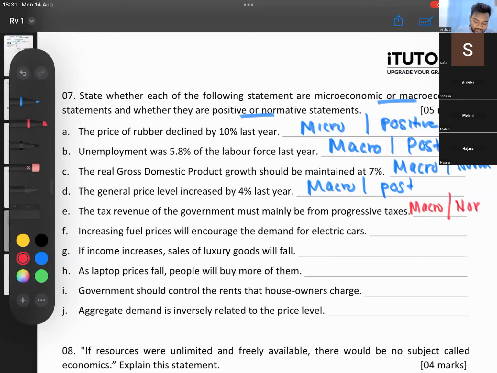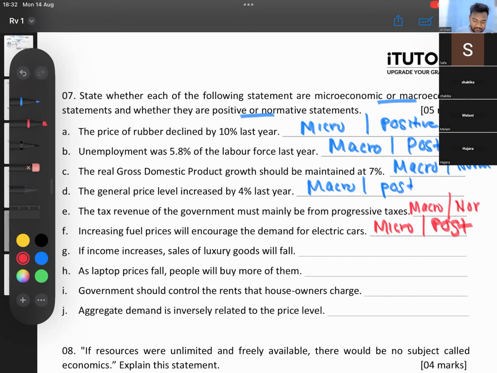Then, increasing fuel prices will encourage the demand for electric cars. What do you all think? Micro, right? You're talking about fuel and cars, a small part, so micro. Positive or normative? It will encourage the demand. Can you prove this? Yes, right? If the prices of electric cars go up, will it encourage or not? Encourages means demand will go up, otherwise demand will come down. So you can test and see. So this is not normative, it's a positive statement, right? You can test and see.